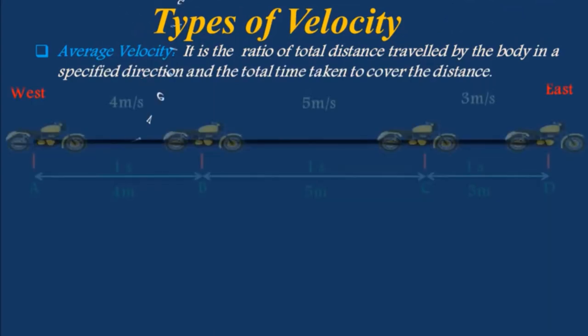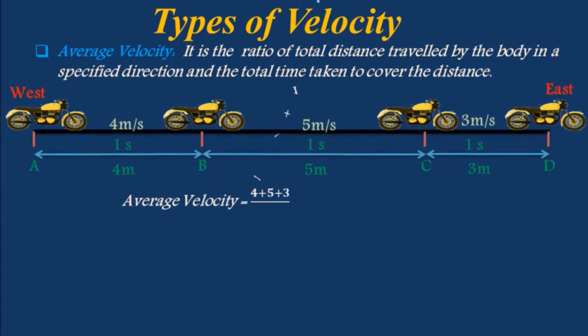Observe this bike. Average velocity. Here, the displacement in the first second is 4, in the second is 5 meters, in the third second 3 meters. The total is 12 by 3. Time taken is 3 seconds. So 12 by 3 equal to 4 meters per second towards east. We should mention the direction. Then only it is called as average velocity. Observe carefully.